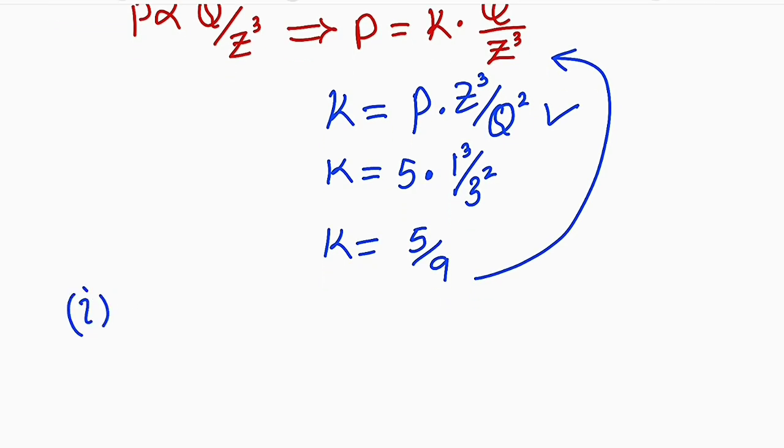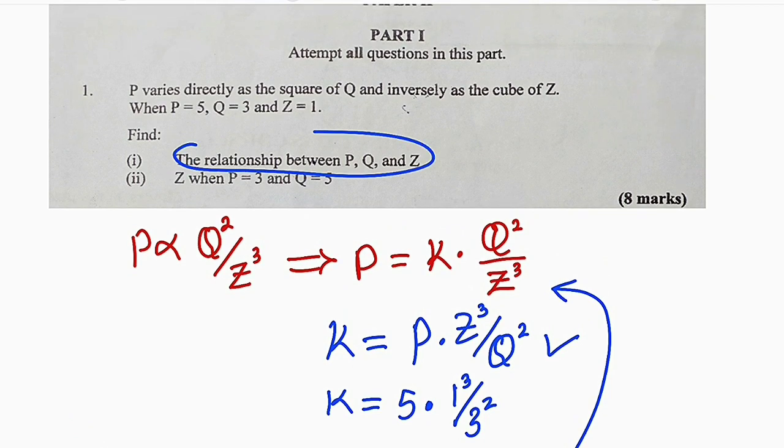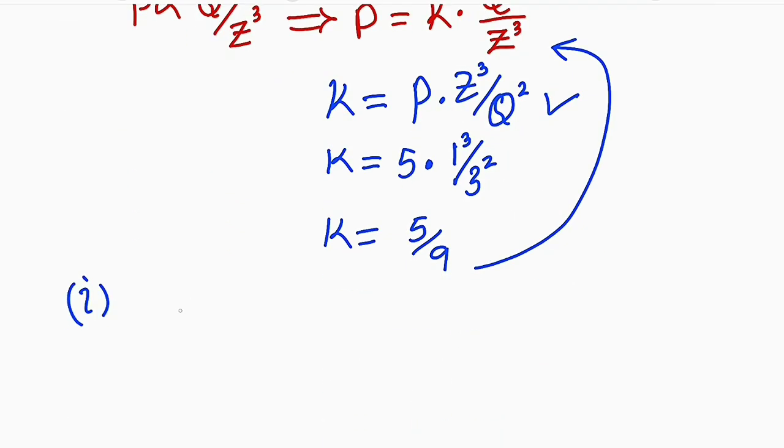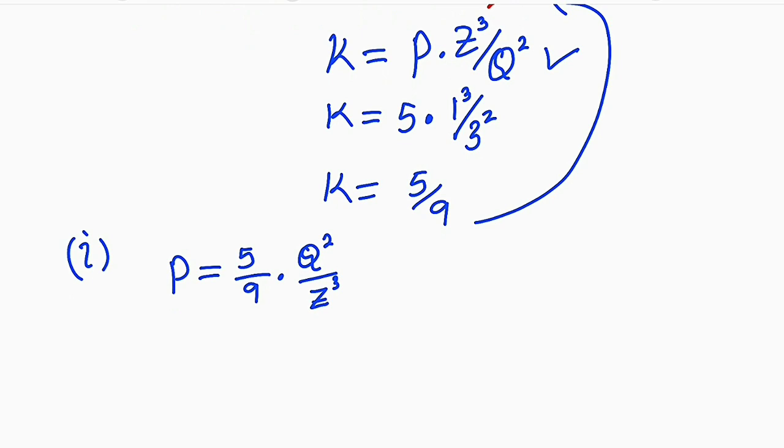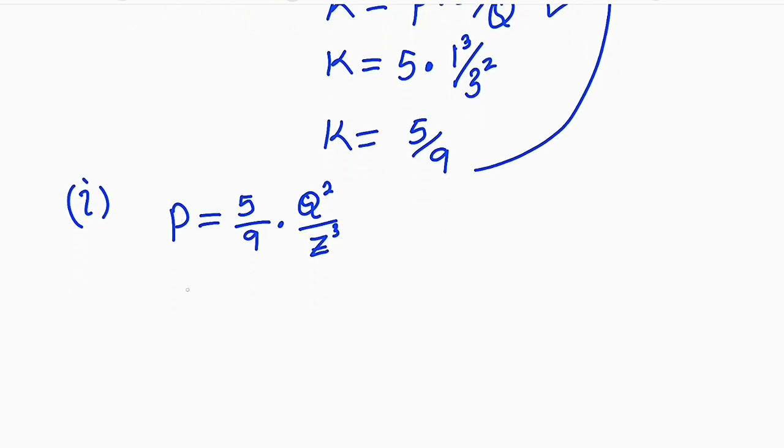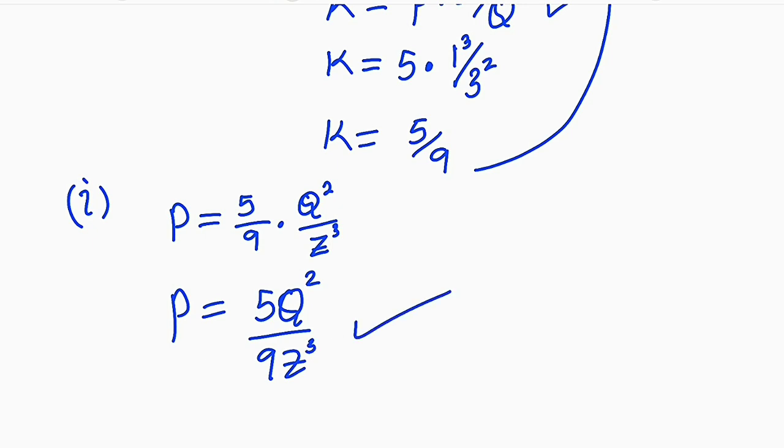Therefore, Roman 1, which asks us to find the relationship between these three variables, would be P equal to K, but K is 5 over 9, then multiplied by Q squared divided by Z to the third power. And this is nothing but the relationship between them. And if you like, you can multiply and join the two terms together. P will now be equal to 5Q squared divided by 9Z to the third power. And hence, this is the relationship.